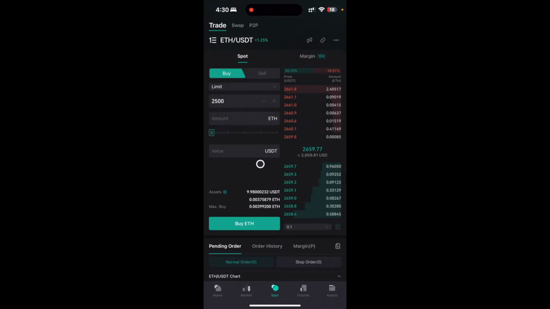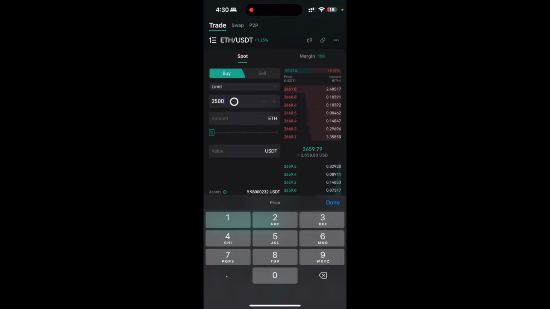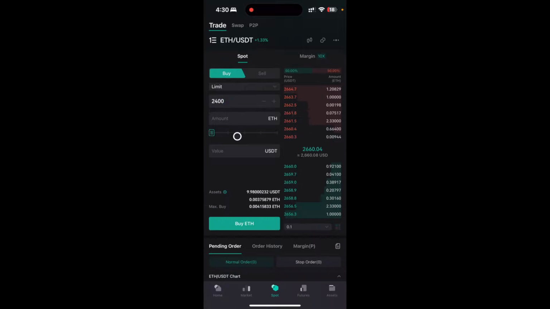Or if you feel like the price is low, you can just use a market order and then you buy at a lower price, and then wait until the price is higher and then sell. You know what I mean? So we can even put like 2,400 like this, okay? And if the price of Ethereum goes to 2,400, our order is going to get executed.